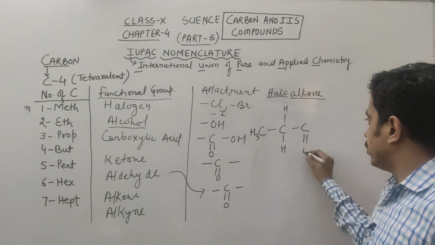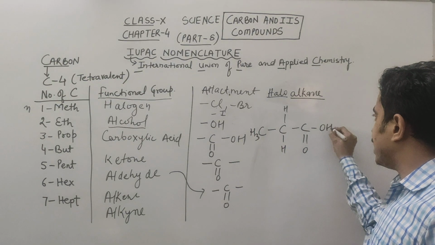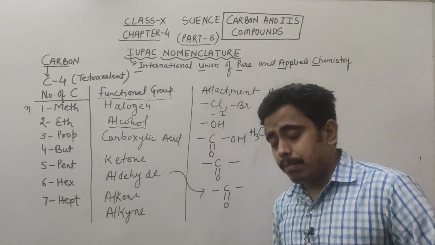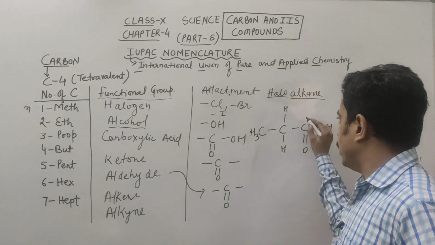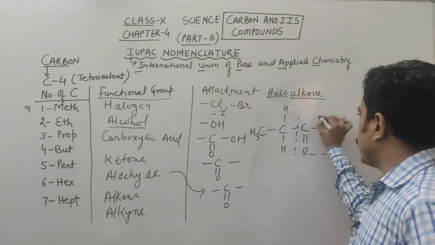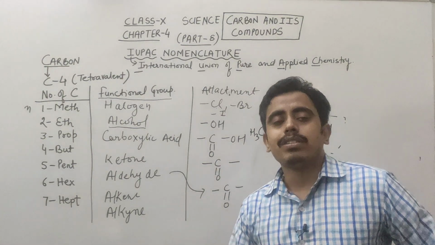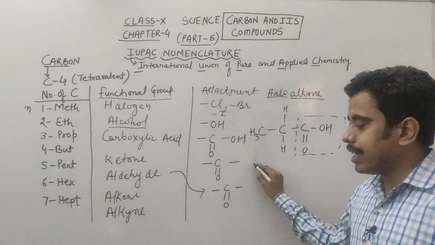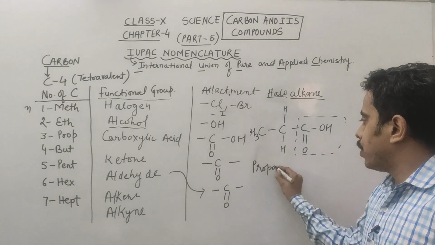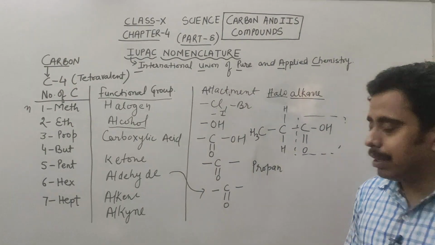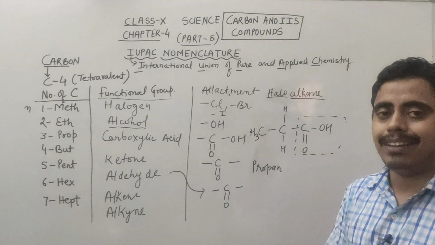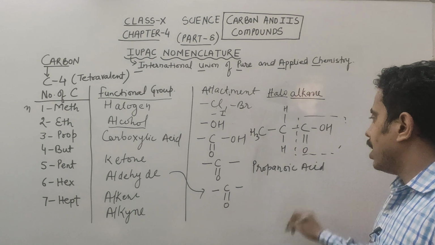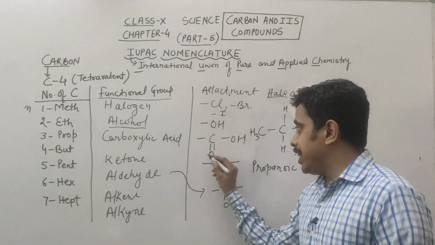And if the last carbon has the functional group like this, this is the carboxylic functional group. What will be its name? 3 carbon atoms are there, and the functional group you see is carboxylic acid. So its name will be propanoic acid. As I told you earlier, alkanoic acid. Propane for the number of carbons, and the last E is replaced by the suffix oic acid. Similarly, for ketone.